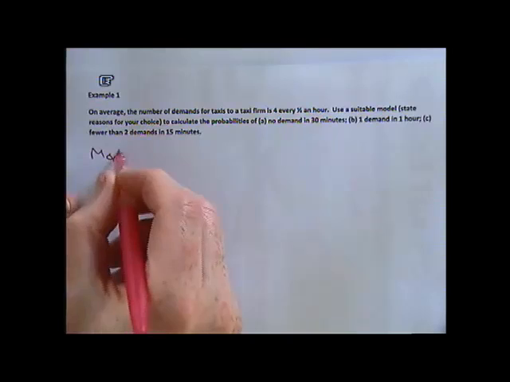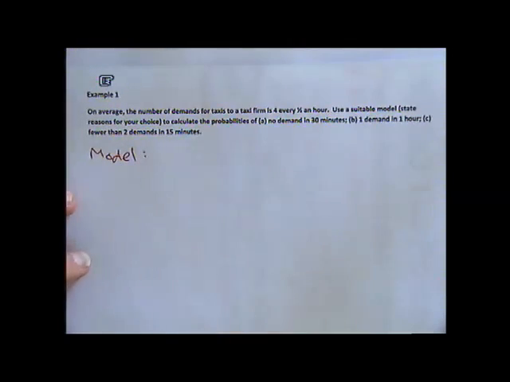So, here we go. First example, we've got, on average, the number of demands for taxis to a taxi firm is 4 every half hour. Use a suitable model, state the reasons for your choice. To calculate the probabilities of no demand in 30 minutes, 1 demand in 1 hour, or fewer than 2 demands in 15 minutes. So, first of all, might be a blindingly obvious answer considering what we've been doing this morning.